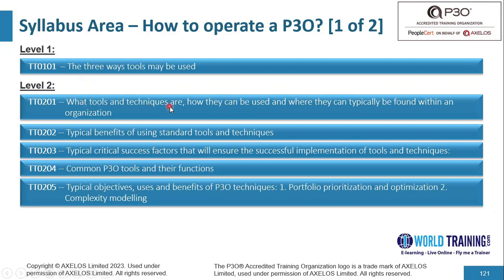We would look into the definition of what a tool is and what a technique is, and how they can be used and where they can typically be found within an organization. We would look into the typical benefits of using standard tools and techniques. We would consider the critical success factors that will ensure the successful implementation of tools and techniques. We would look into some common P3O tools and their functions.